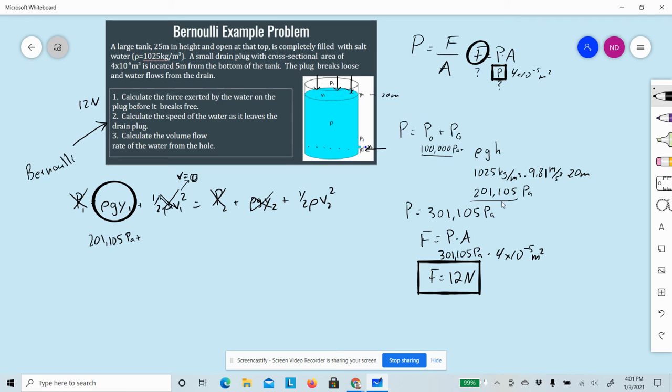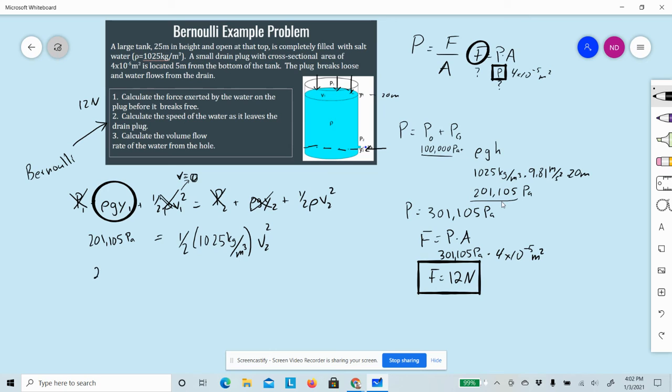So 201,105 pascals is going to be equal to 1/2 density of the salt water, rho, 1,025 kilograms per cubic meter times v2 squared. It's a conservation of energy. This much gravitational potential energy becomes this much kinetic energy. But you write it all out. Make sure you set the lowest point equal to 0. And then it's really pretty straightforward.